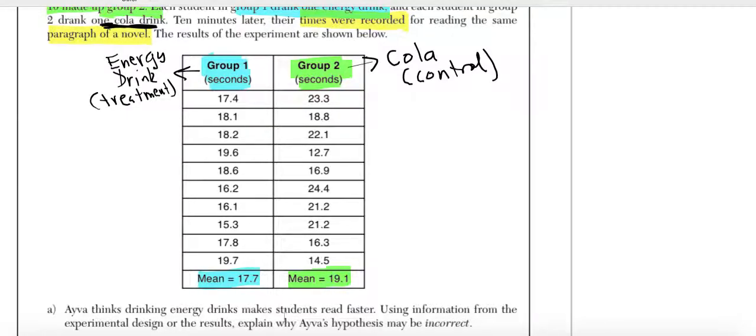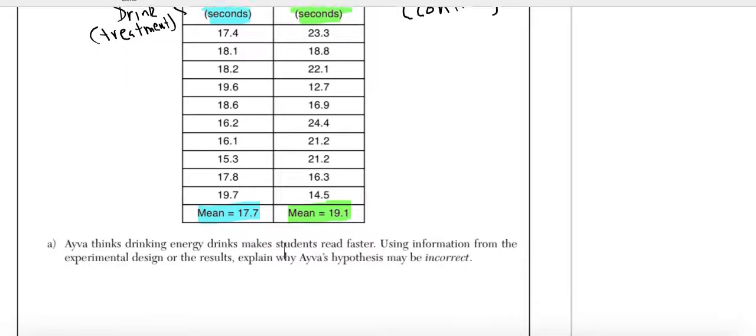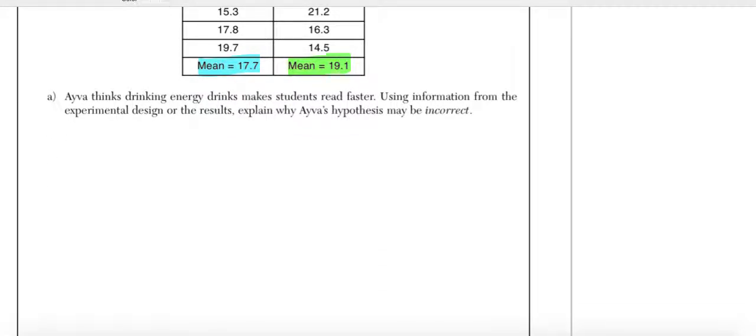So in the energy drink group, they read faster because they took less time to read compared to people who drank the cola, right? So Avia thinks that energy drinks make students read faster, probably because she's looking at the mean reading times and seeing that the reading time was faster or less for the people in group 1 who drank the energy drink compared to group 2 that only drank cola. Using information from the experimental design or the results, explain why her hypothesis may be incorrect.